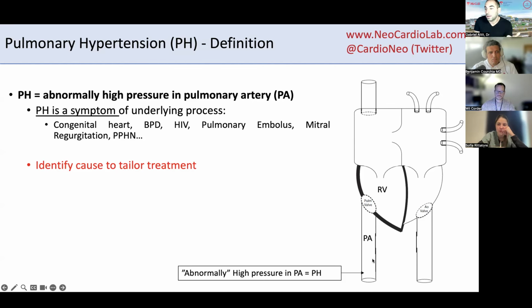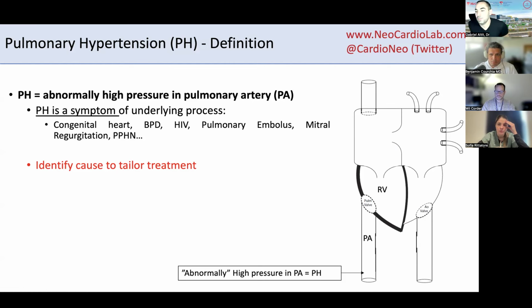Unless you have pop-offs, so unless you have shunts. If you have a large PDA, it may actually equalize pressures on both sides, and so by definition you'll have an RV that has systemic pressure, but your baby will be very blue because a lot of the flow is bypassing into the systemic compartment. Or if you're in a situation where the PDA is not there or it's becoming restricted, your RV will start facing higher and higher afterload, especially if the cause is high PVR.